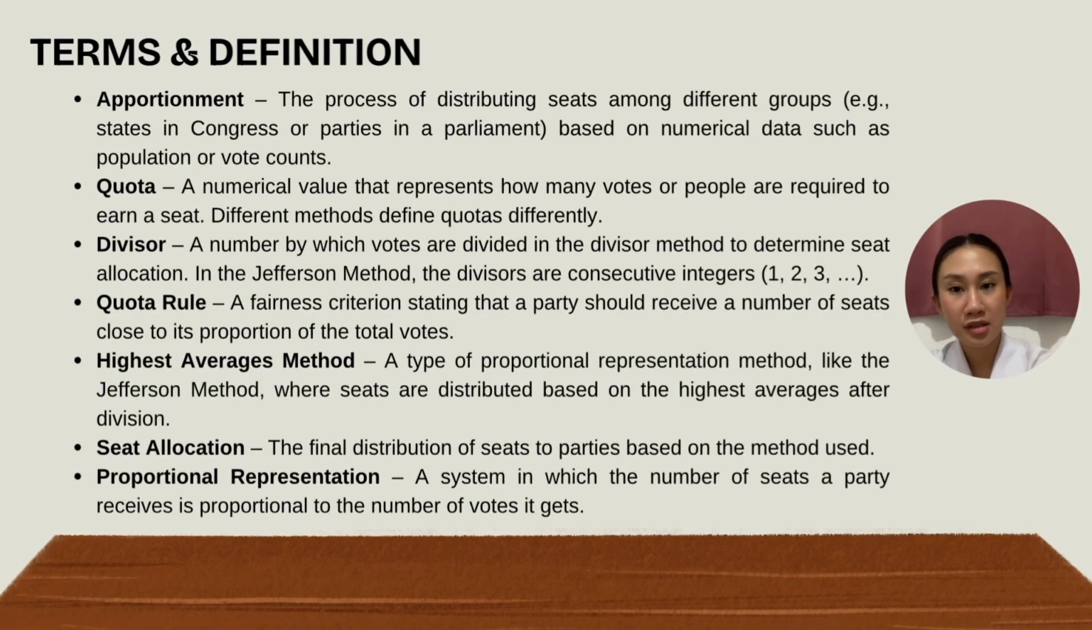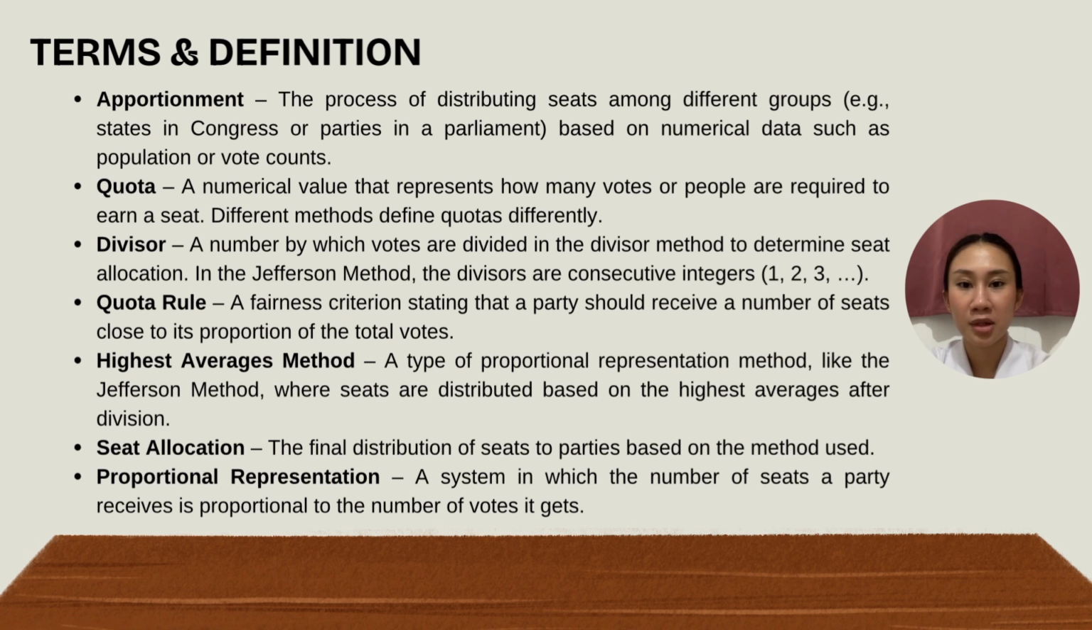Now, let us learn some terms related to Jefferson's method. First off is apportionment, the process of distributing seats among different groups. This is based on numerical data such as population or vote counts. Quota, a numerical value that represents how many votes or people are required to earn a seat. Different methods define quotas differently.